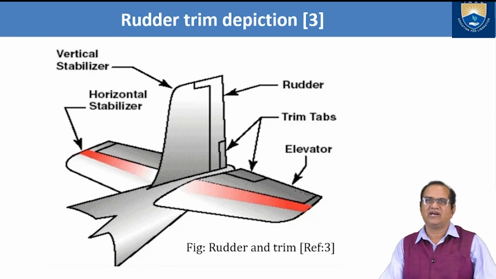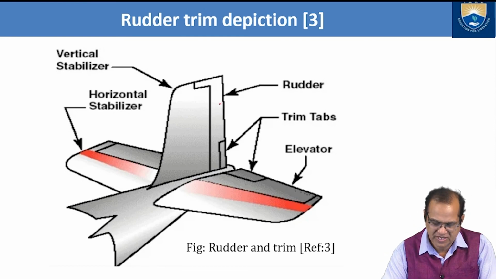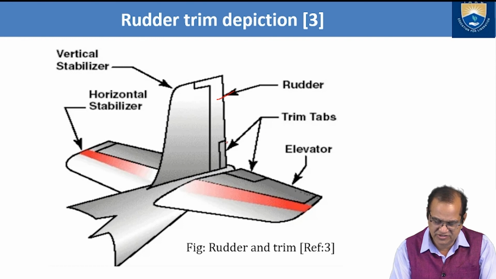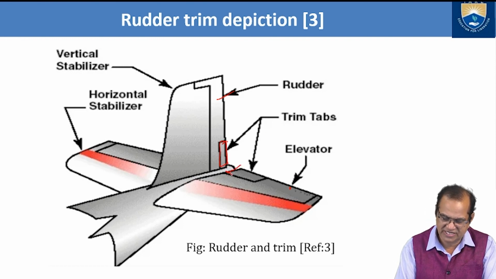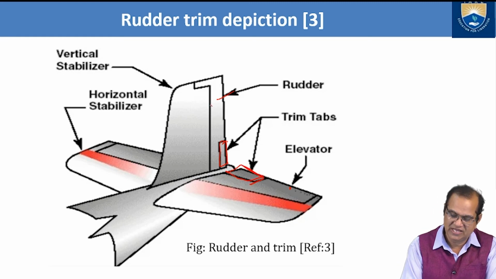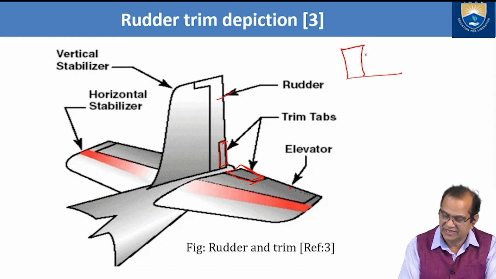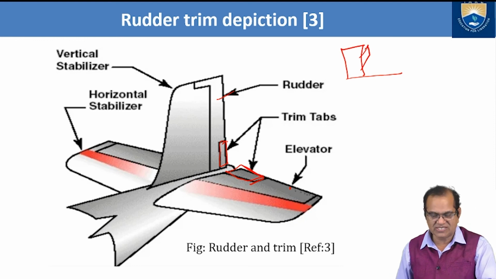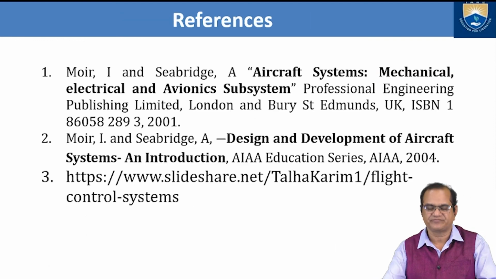Here I can show the rudder trim tab. This is the rudder and these are the rudder trim tabs. Here is the elevator and these are the elevator trim tabs. They are also used in the opposite direction. If the rudder is moving in this direction, the trim tab will go in the opposite direction. So that is the working principle of this.